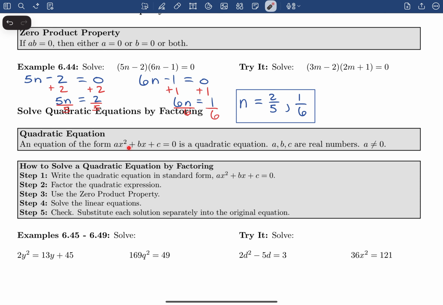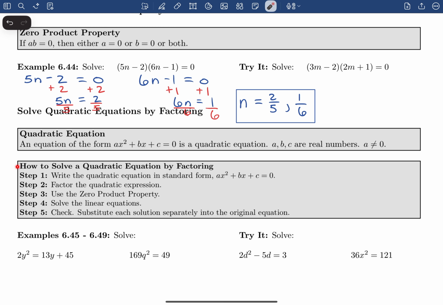Now, this is the quadratic term, this is the linear term, and this is the constant term, and they are set equal to 0. Okay? Now, why can't a equal 0? This a value has to be something other than 0 so that the quadratic term doesn't cancel. Since this is a quadratic, we need this quadratic term to exist.